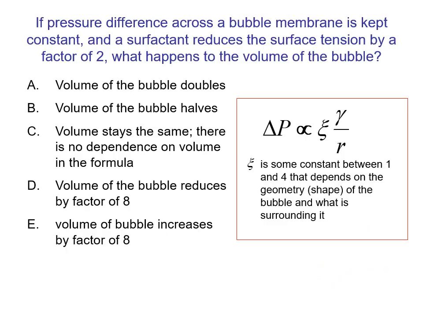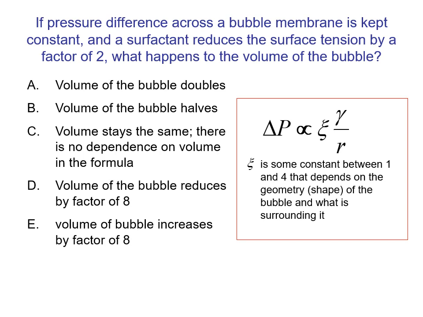Okay, here's another concept question. If a pressure difference across a bubble membrane is kept constant and a surfactant reduces the surface tension by a factor of 2, what happens to the volume of the bubble? So go ahead and take a look at this and try to answer it. And now I'll write the solution.